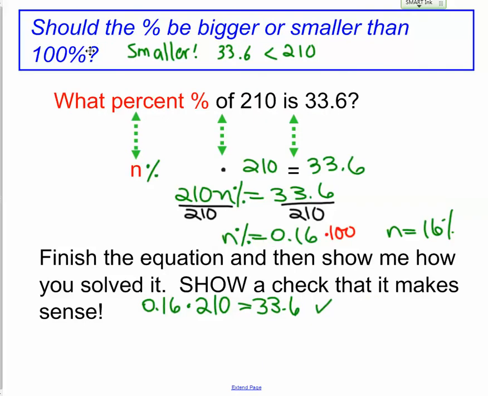Next, what percent of 210 is $33.60? Well, should my percent be bigger or smaller? It should be smaller because 33.6 is smaller than 210. So I take n% times 210 equals 33.6. I divide both sides by 210 to get my n by itself, and n is 0.16, and I want to make it a percent, so I multiply by 100 and it's 16%. Then I can check it. 0.16 times 210 is this piece, 33.6.